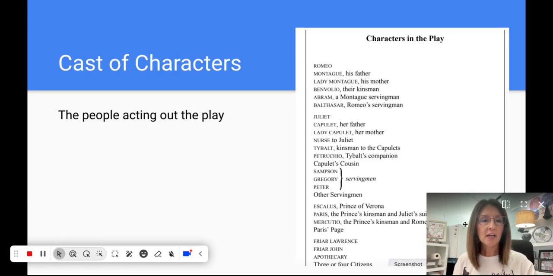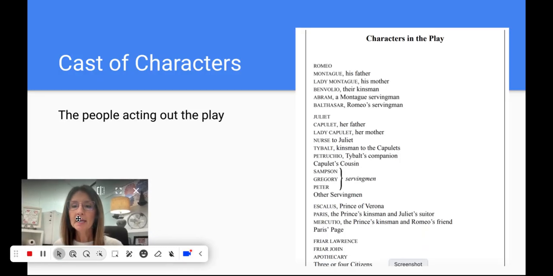Next is the cast of characters. And for the cast of characters, that is who is going to be acting out the play. And so you can see in the Romeo and Juliet script over here, it gives us the list of the people who will be playing each part. Romeo, Lady Montague, Juliet, and all of these people.